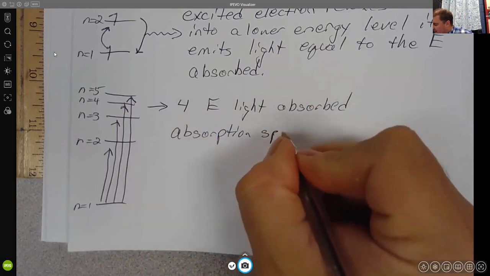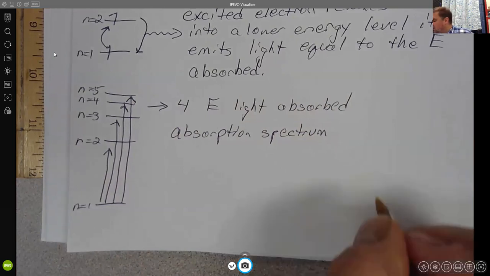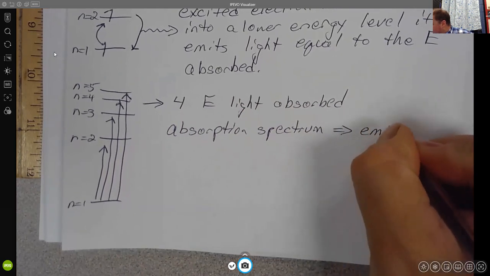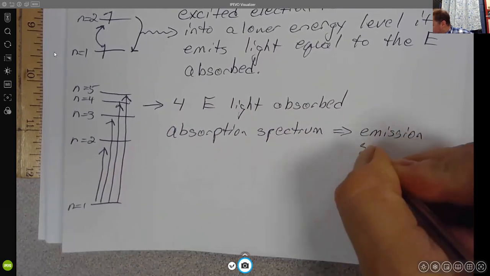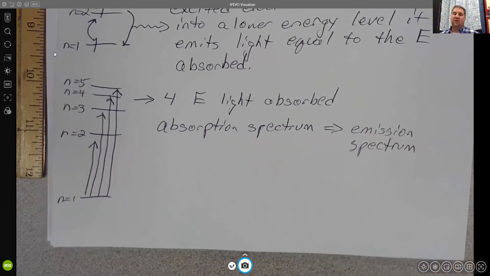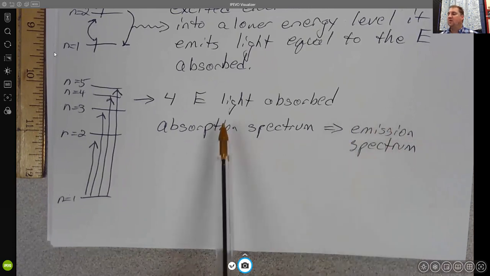And so the absorption spectrum that we see for gases, where there are black lines representing colors or types of light that have been absorbed, perfectly match just about the emission spectrum that we see when we excite these electrons using electricity or heat, like in the case of fireworks or neon lamps.